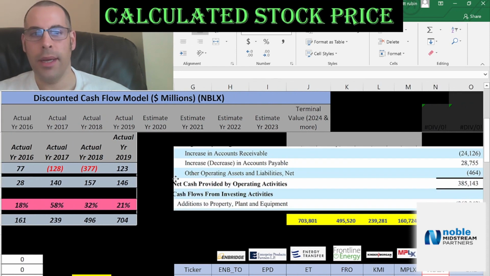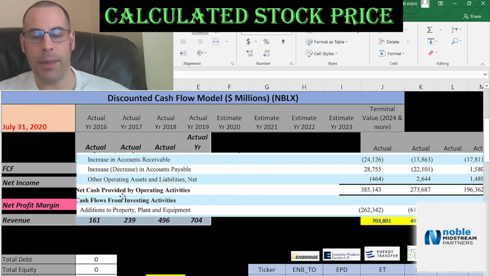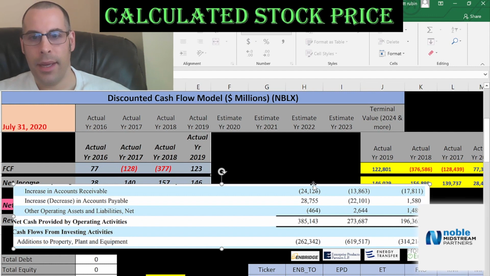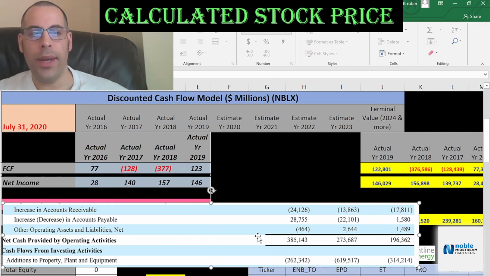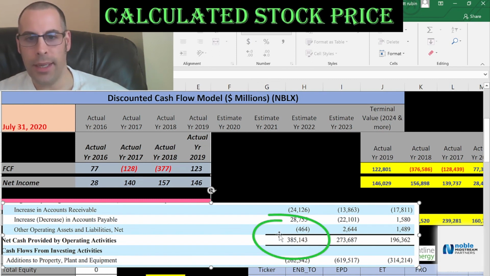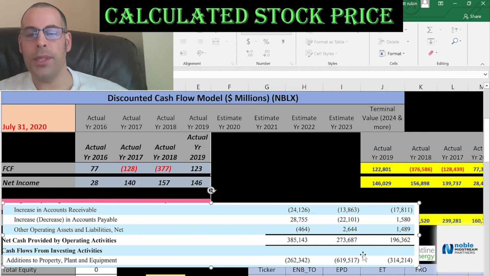Let me show you why. This is from their statement of cash flows on their 10K. This first column is 2019, then the second is 2018, and the third is 2017. The way you calculate free cash flow is cash flow from operations, which is $385 million in 2019, minus property, plant, and equipment. In 2018, they invested a lot of money in property, plant, and equipment, which is not a bad thing. That just means they're growing their company and investing in their business, and that will potentially lead to more growth in the future.